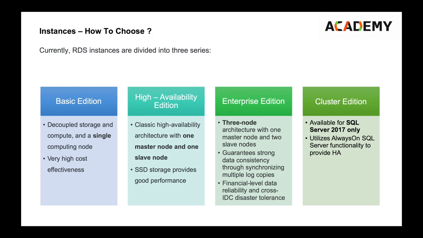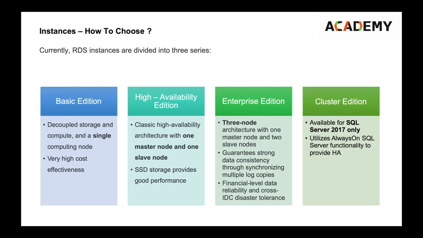Essentially we divide our instances up into different types or series based on the level of HA, or high availability, service that they provide. So the basic edition has decoupled storage and compute with a single computing node. So if that node fails, the database fails. This is not high availability, there's only a single node, but the basic edition offers very high cost effectiveness because there's only a single compute node, so your costs are low.